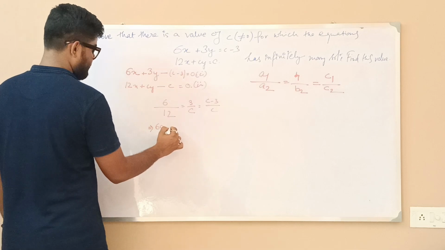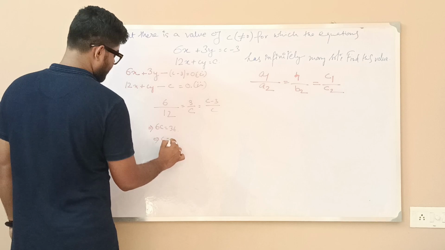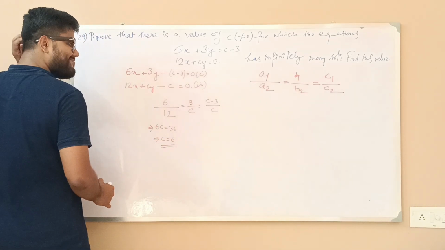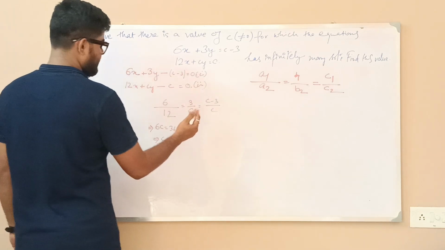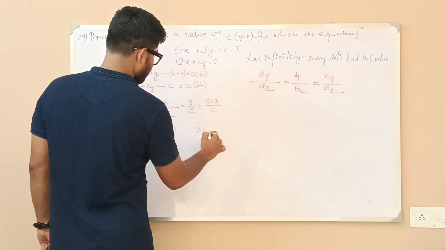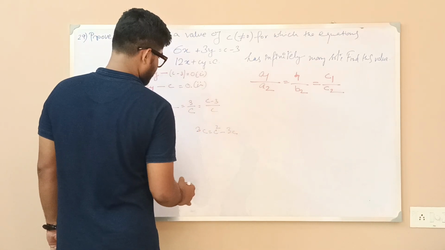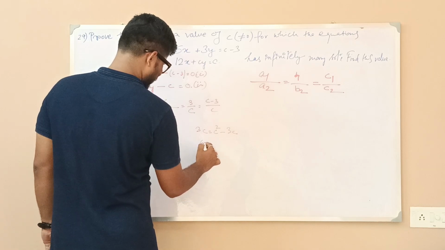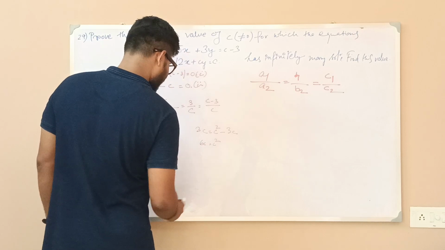6c = 36, the value of c will be 6. So the value of c comes out here as 6. Now this part, 3c = c² - 3c. So 6c = c².